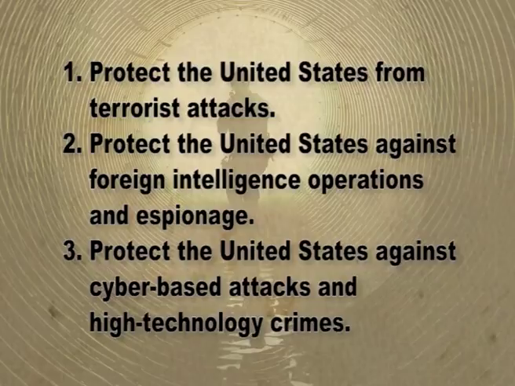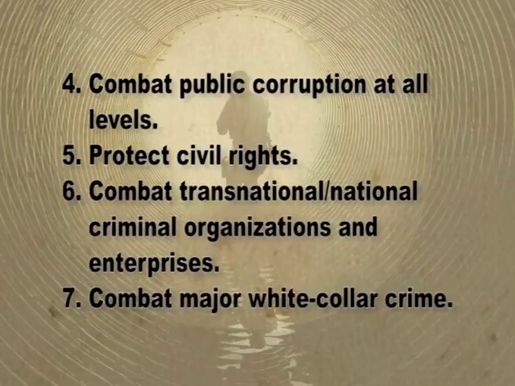Protect the United States against foreign intelligence operations and espionage. This is the main work of all these organizations. Compare it with RAW of India. They are also doing the same thing. Clear? Protect the United States against cyber-based attack and high technology crime. This is what in some ways CBI or NCRB in India is doing.